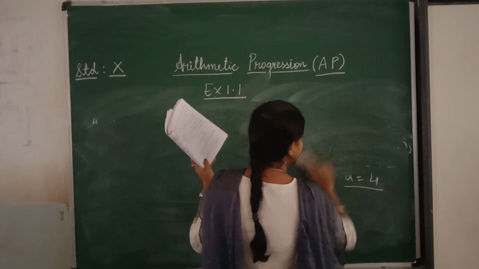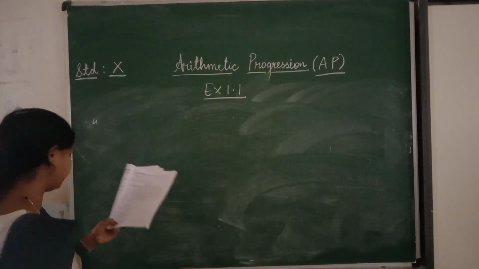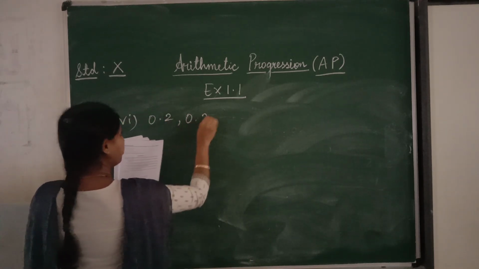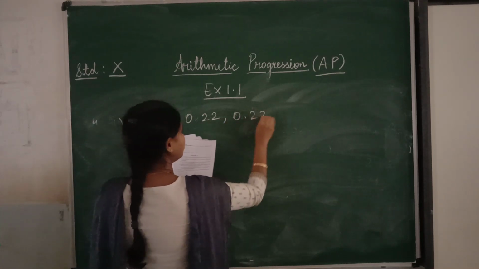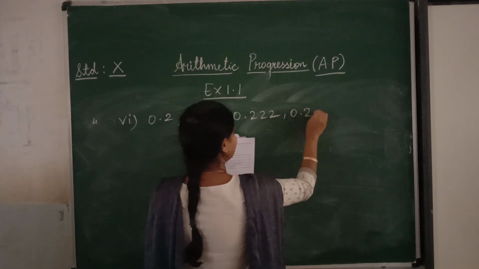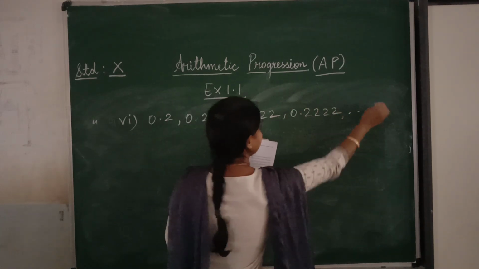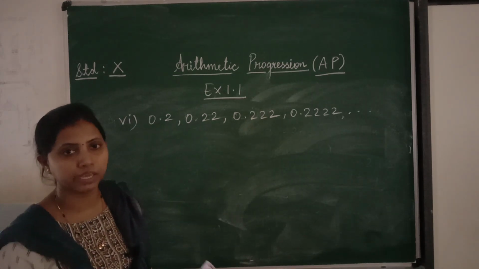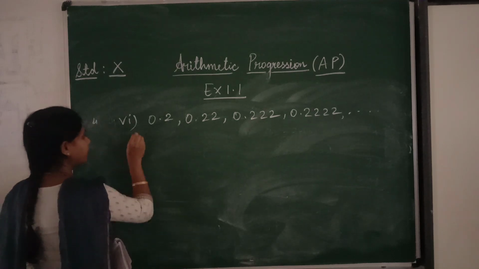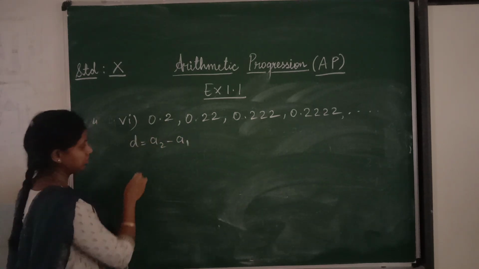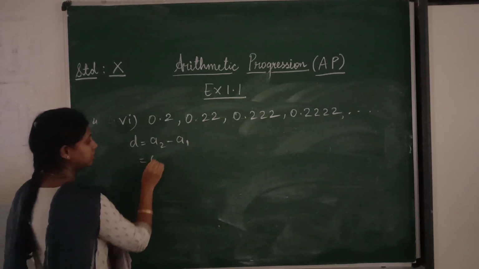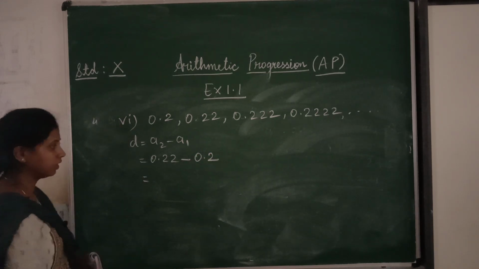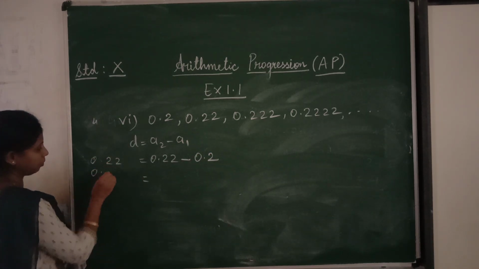Let's take one more example. The 6th one: 0.2, 0.22, 0.222, 0.2222 and so on. You have to find whether it forms an AP or not. To find out whether it forms an AP or not, again find the common difference. Find A2 minus A1. A2 means the second term, 0.22, minus A1, that is the first term. Subtract it: 0.22 minus 0.2.